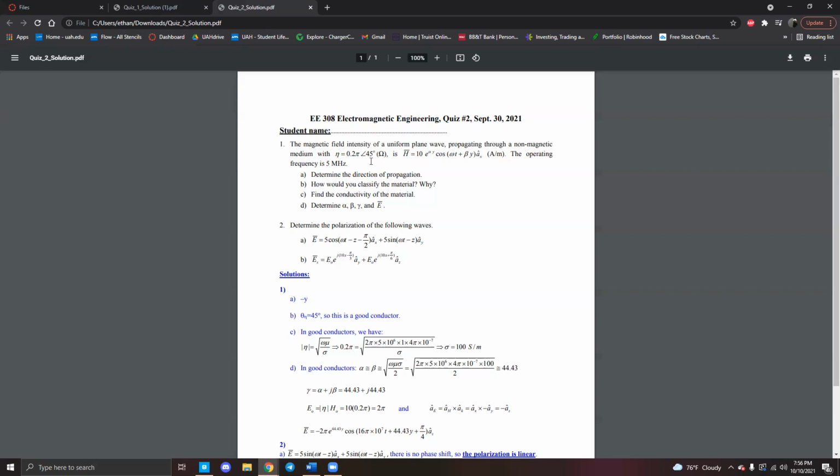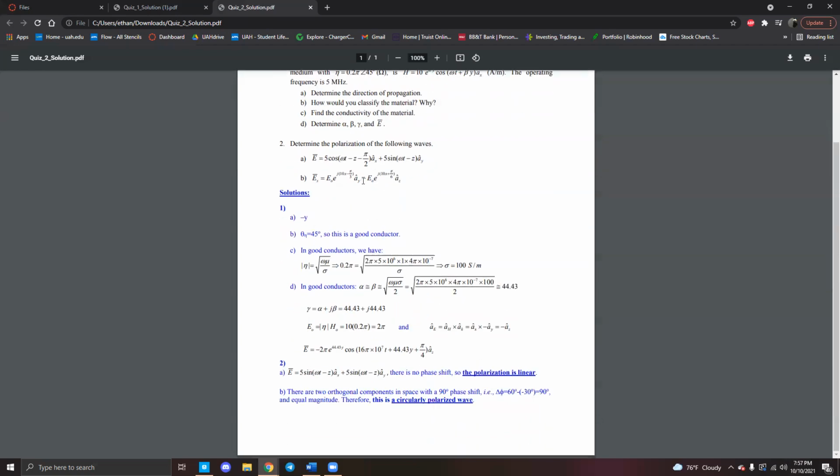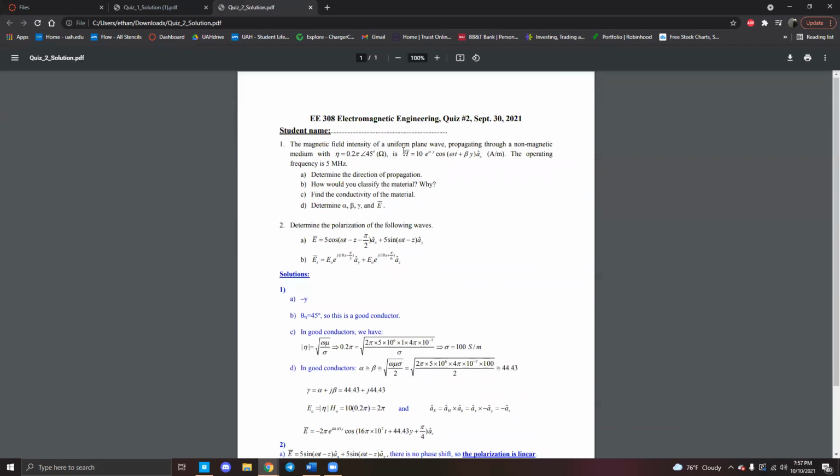Then on D, we determine alpha, beta, gamma, and the electric field. Real quick, this one's fast when you're talking good conductors because alpha and beta are approximately the same, and they're also approximately equal to a very simplified formula of the general case. So you can just multiply through and get the number. Gamma is nothing more than tacking a j onto the beta and summing them together. The magnitude of E, as mentioned previously and on my formula sheet, if given the magnitude of H, which was 10 here, is the magnitude of H tacked onto the front.